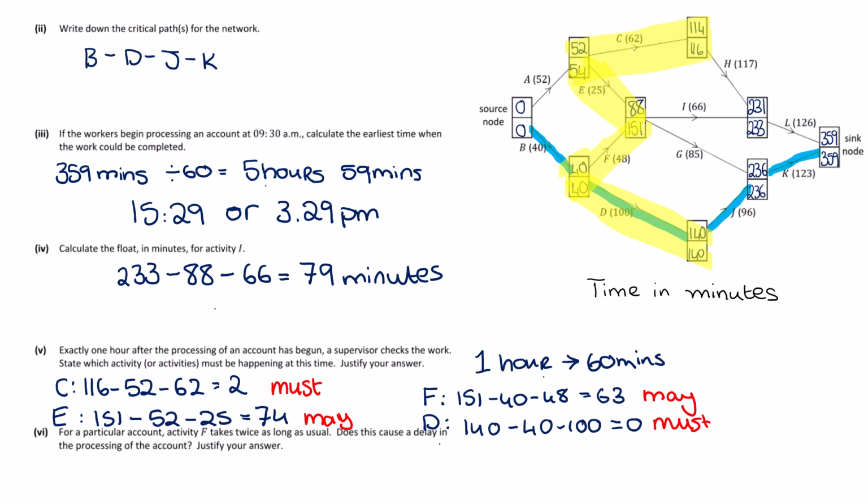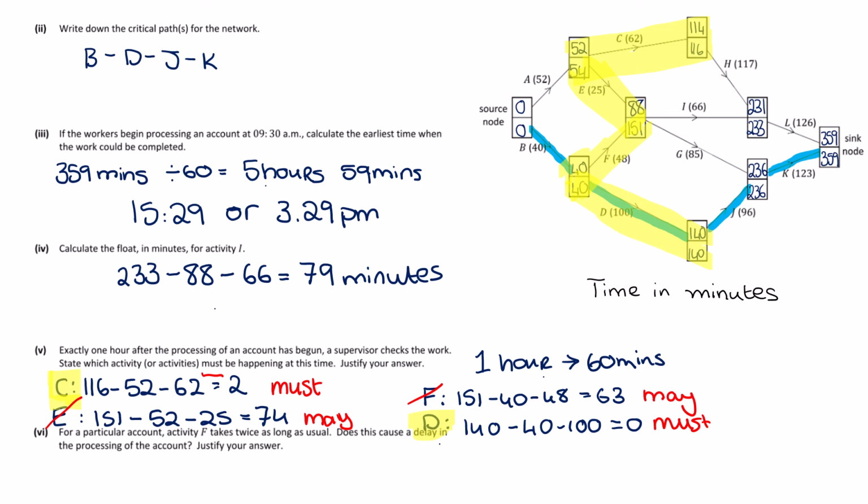The question asked which activities must be happening, and the answers are C and D. E and F could or may be happening, but they do not have to be happening within an hour. So quite a tricky question to do when we're working just off our graph. For a particular account, activity F takes twice as long as usual. Does it result in a delay in processing the account?